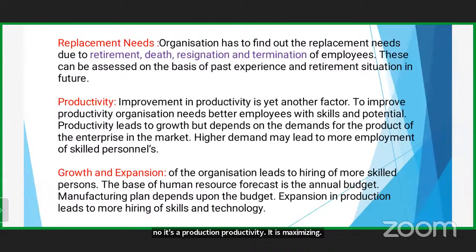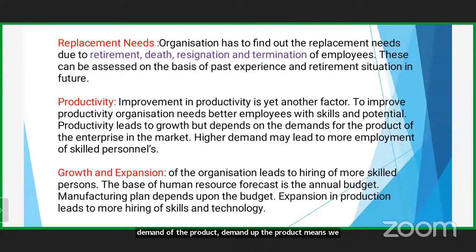The improvement of production, the improvement of productivity is maximizing day by day, so we need more manpower. Productivity is maximizing because the demand of the product is there, the growth of the product is there. That's why we need more manpower. Productivity leads to demand of the product. Demand of the product means we need more manpower in the organization.